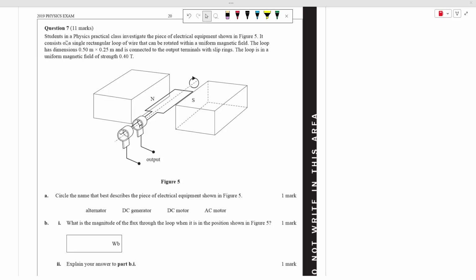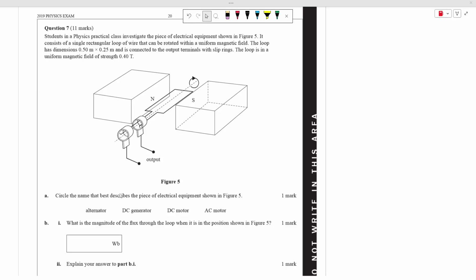All right, question 7. Students in a physics practical class investigate the piece of electrical equipment shown in figure 5. It consists of a single rectangular loop of wire that can be rotated within a uniform magnetic field. The loop has dimensions given and is connected to the output terminals with slip rings. The loop is in a uniform magnetic field of strength 0.4 Tesla.